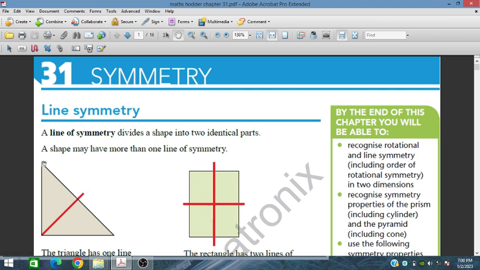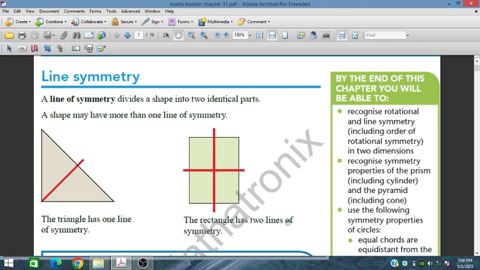Suppose this shape is a right-angled triangle, and if we have a line of symmetry, so if we have a line and we fold it, we get shapes that are similar. This is called symmetry. Similarly, if we have this kind of shape, the rectangle has two lines of symmetry.